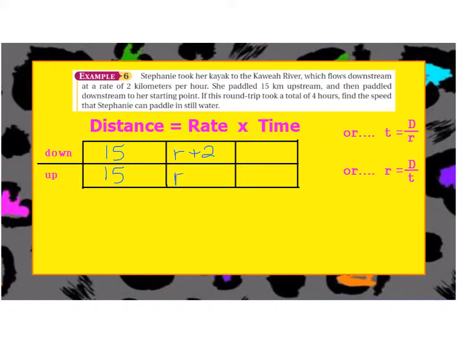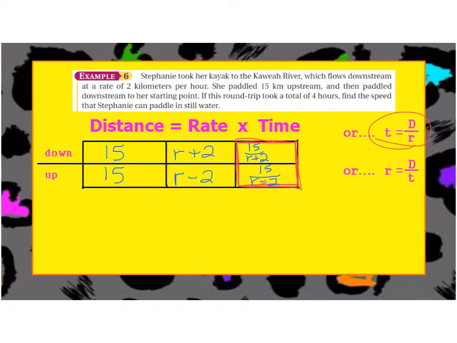Well, this is her paddling really hard, but she's fighting that current, so it's going to slow her down. It's going to be minus 2 kilometers per hour. All right, so we have those 4 boxes filled in. So now we're going to come over here and fill in the times using this relationship right here. So for a time, the distance over the rate would be 15 over R plus 2. And the second one is 15 over R minus 2.